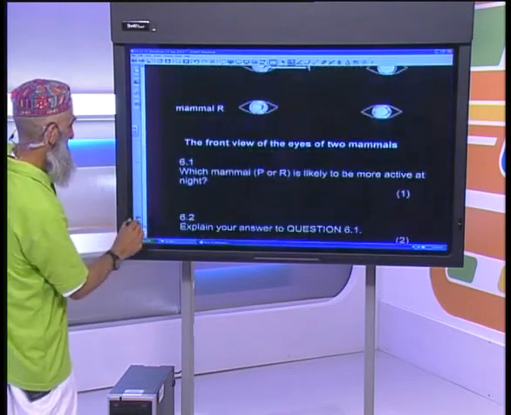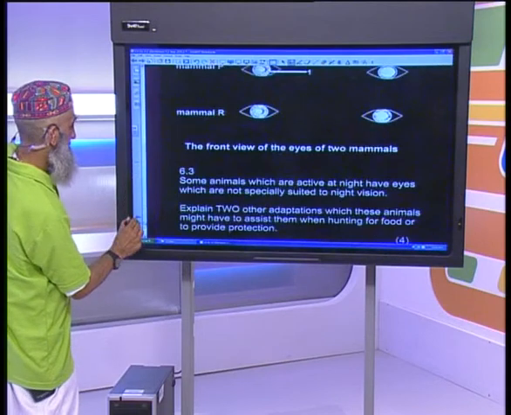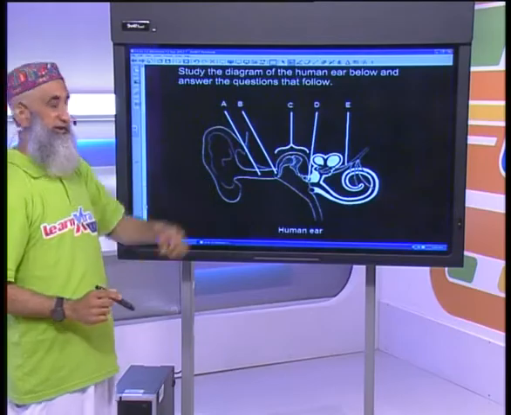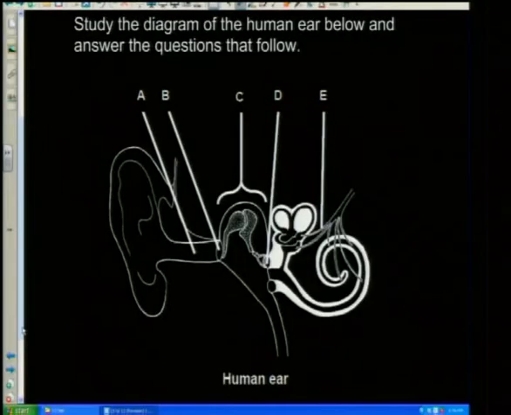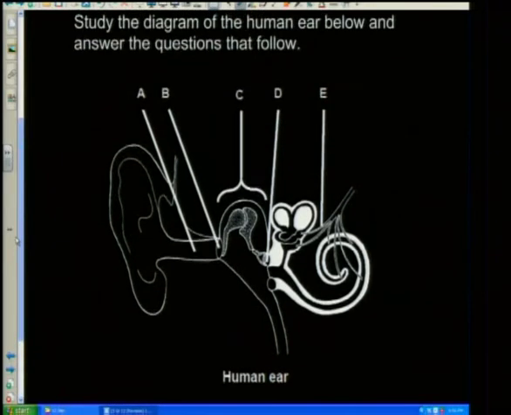I'm going to skip this question on the eye. I want to go straight into the ear. Okay. Study the diagram of the human ear below and answer the questions that follow. Label parts A, B, C, D, and E.